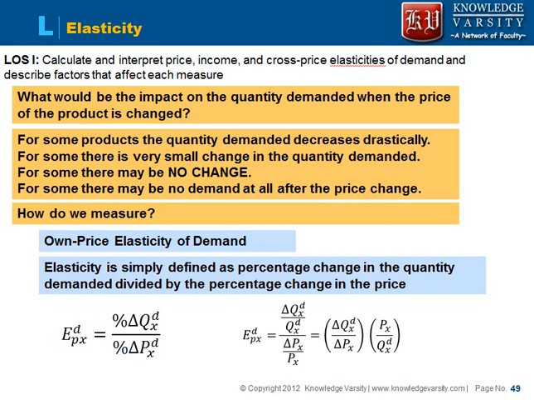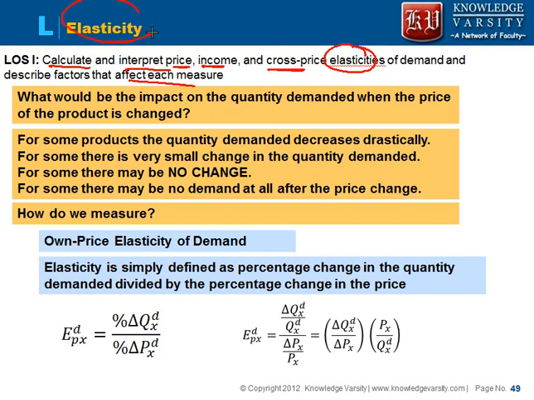Let's go through the next LOS. This is LOS number L, and this will be our last LOS of this particular reading. It is saying that you have to calculate and interpret price, income and cross price elasticities of demand and describe the factors which affect each of these measures.